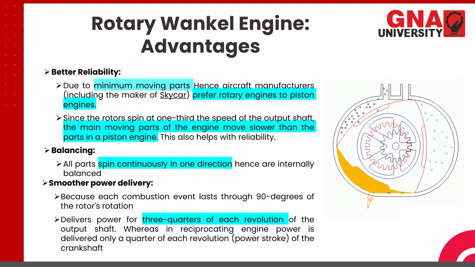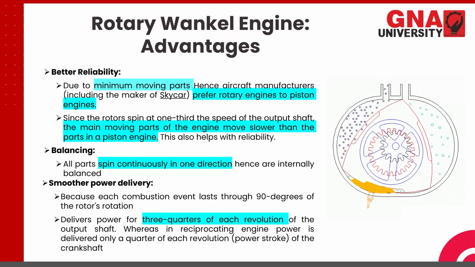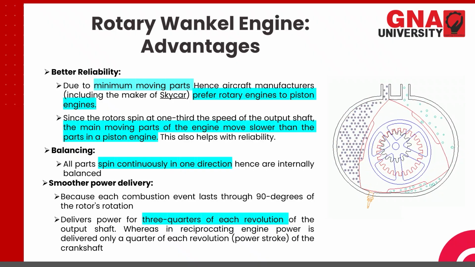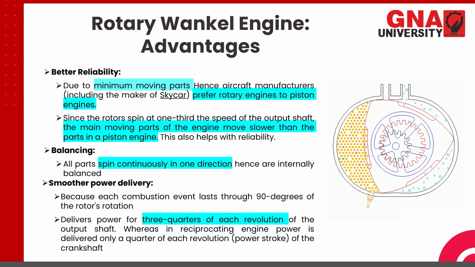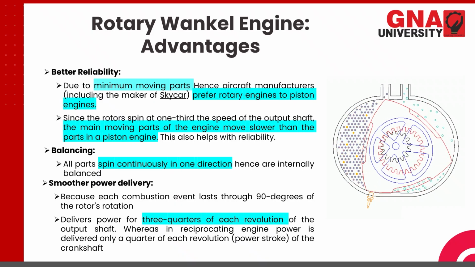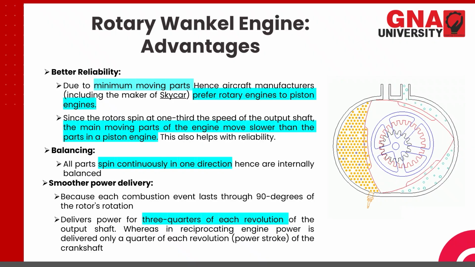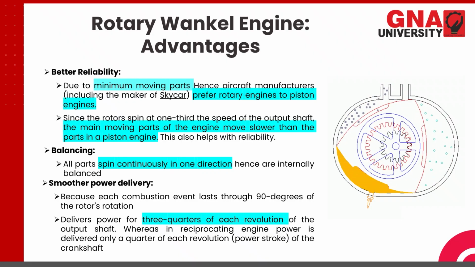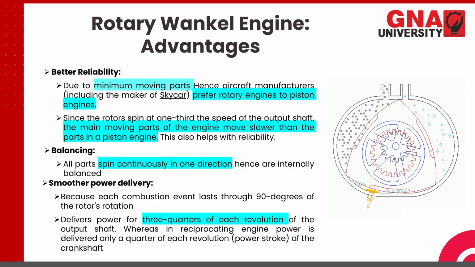The power delivery is also very smooth, because each combustion event lasts through 90 degrees of the rotor's rotation. So you can see in every phase you are getting a power stroke. So it delivers power for 3/4 of each revolution, whereas in a reciprocating engine, it delivers only in 1/4. That is the power stroke.